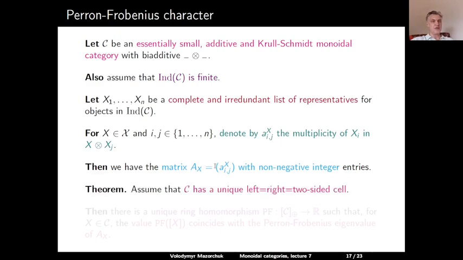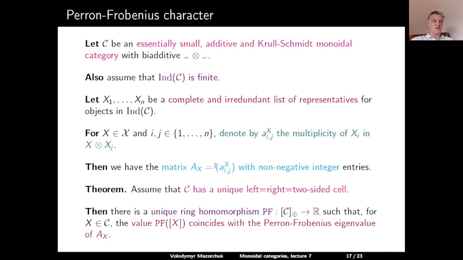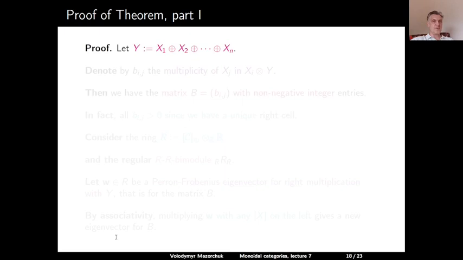Theorem: assume that our category C has a unique cell, which is left cell, right cell, and two-sided cell. Then there is a unique ring homomorphism, which we denote by PF, from the Grothendieck ring of C to real numbers, such that for any x in C, the value of this homomorphism at the class of x coincides with the Perron-Frobenius eigenvalue for the matrix A_x. Let us prove the theorem.